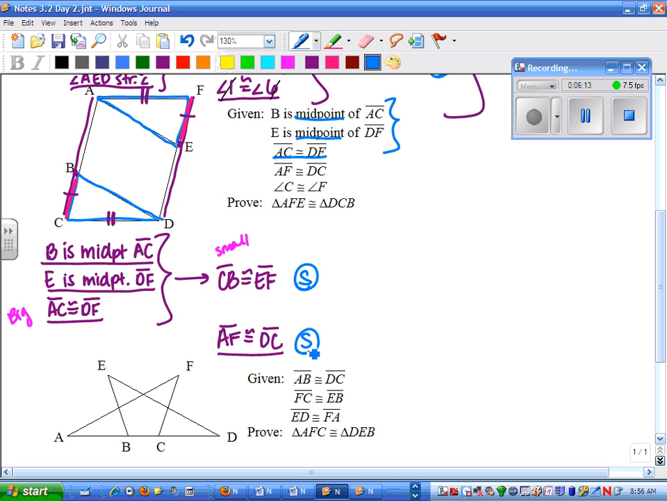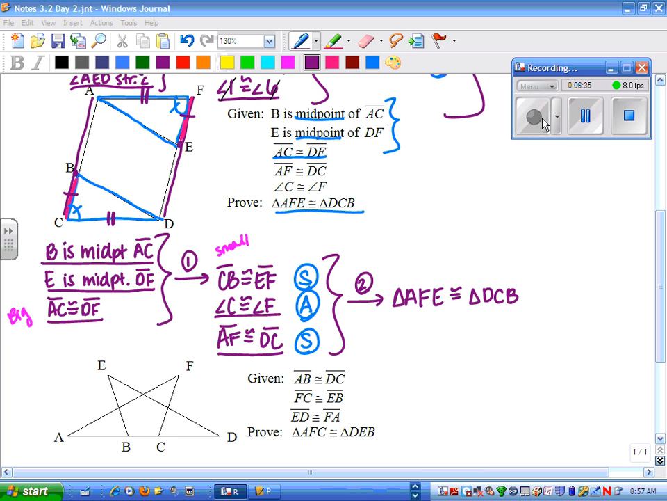Remember, SSA or ASS doesn't work, so I'm going to squeeze in angle C. That is an angle inside the triangle, and angle F. That will work. Angle C is congruent to angle F. And it looks like that's my A. So it's side, angle, side. I can go ahead and group these three and say that the two triangles are congruent to each other.